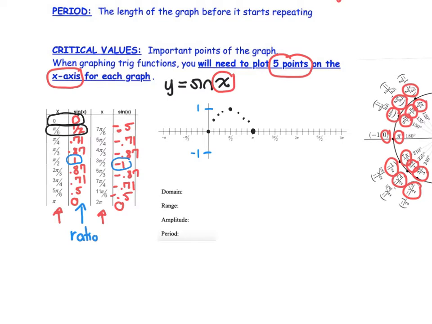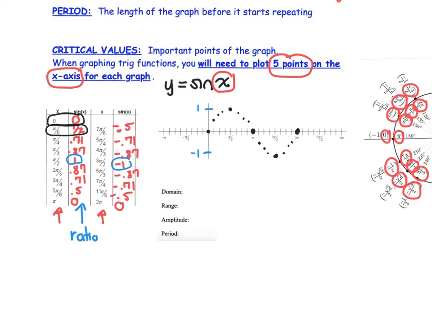Then as we keep going, at 7 pi over 6, we're down here at negative 1/2, negative 0.71, negative 0.87, and I reach my lowest point of negative 1. And then I continue back to negative 0.87, negative 0.71, negative 1/2, and at 2 pi, I'm back at 0 again.